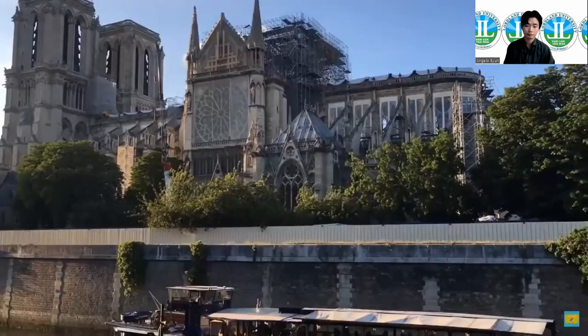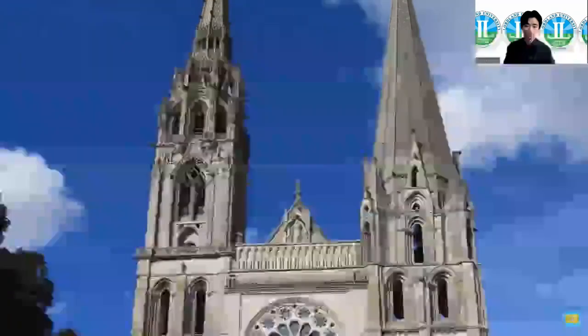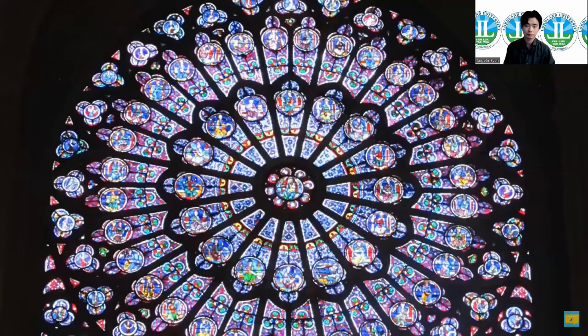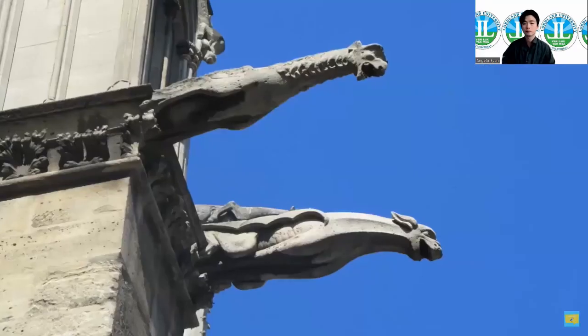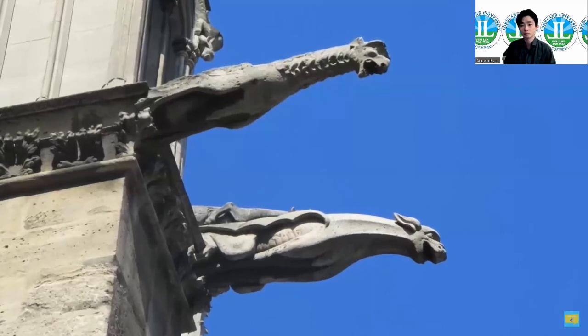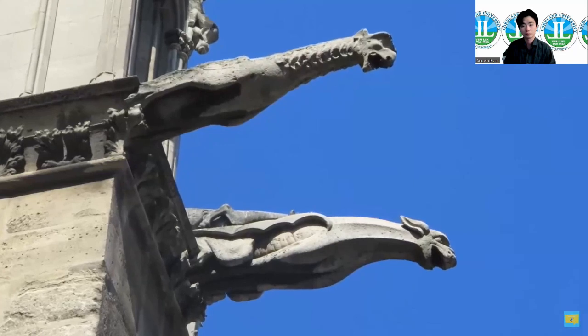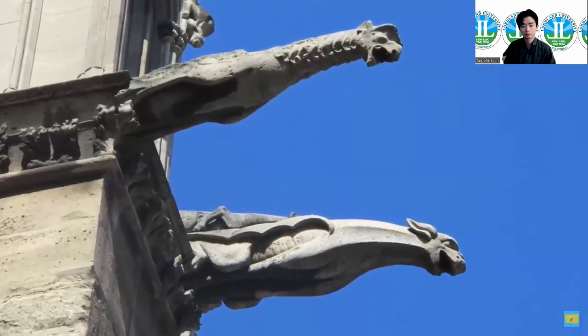Another example of a cathedral is Chartres Cathedral outside of Paris. Notice the two different spires. They were built at different times. Other features of a cathedral include stained glass windows and gargoyles. Gargoyles were decorative stone sculptures used as rain gutters or on the edges of cathedral roofs. This was a reminder that the devil and evil spirits would catch them if they did not obey the church.